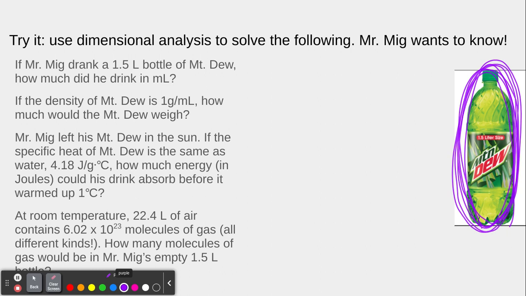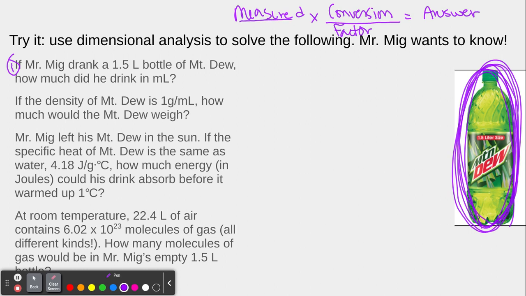Okay, so as we look at this first one, I'm always going to try to set this up in the format of a measured value times a conversion factor equals an answer. So this is the format in which we're trying to put things. The first thing we're going to look at is what's the measured number that I have about this bottle and what is the answer that I want.